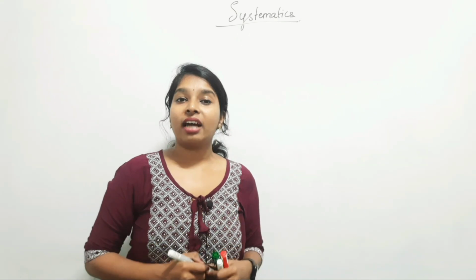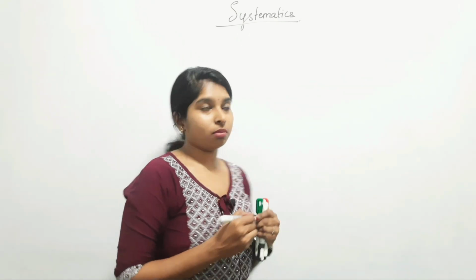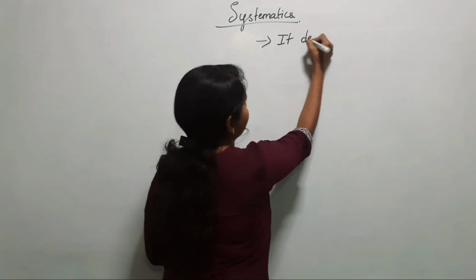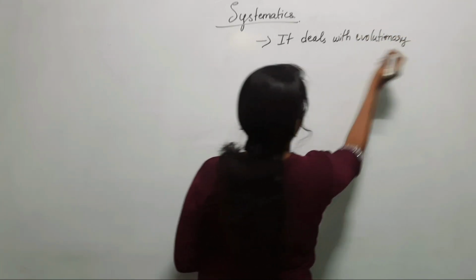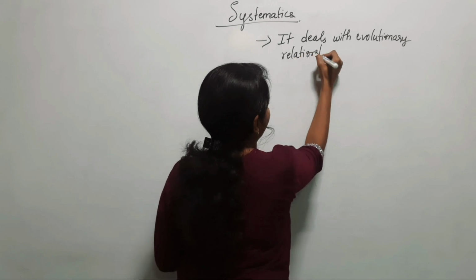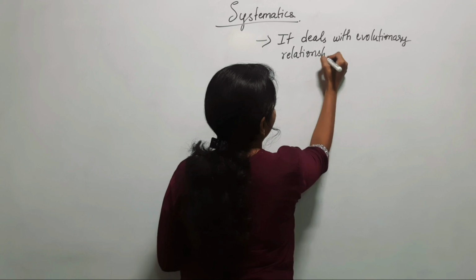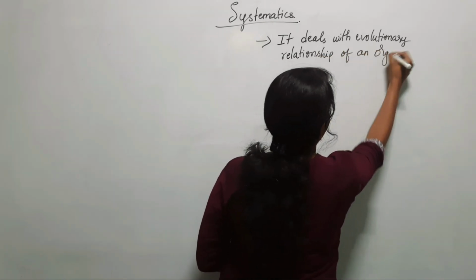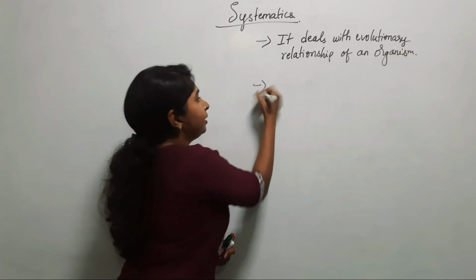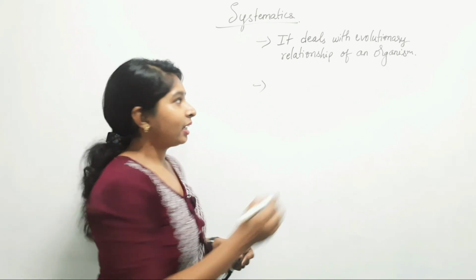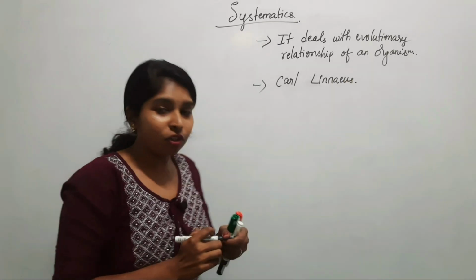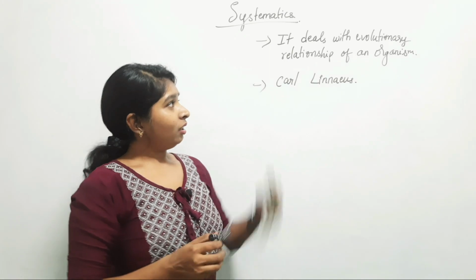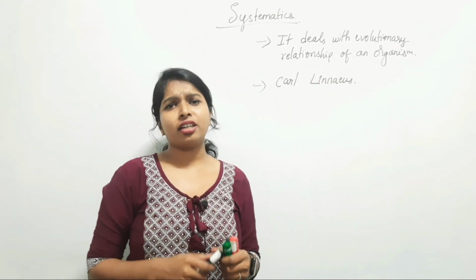Systematics is a branch of science that deals with the evolutionary relationship of an organism. The term systematics was given by Carolus Linnaeus. So here we are going to study the evolutionary relationship of an organism.